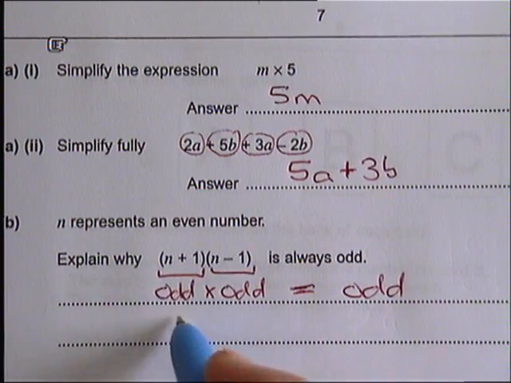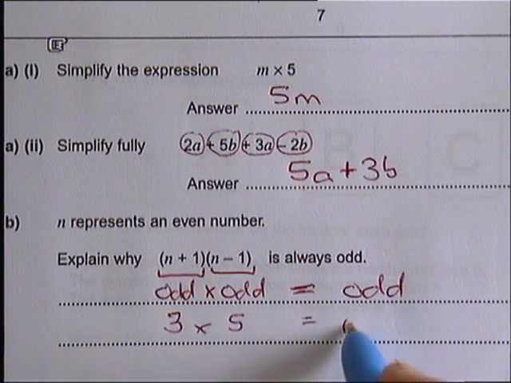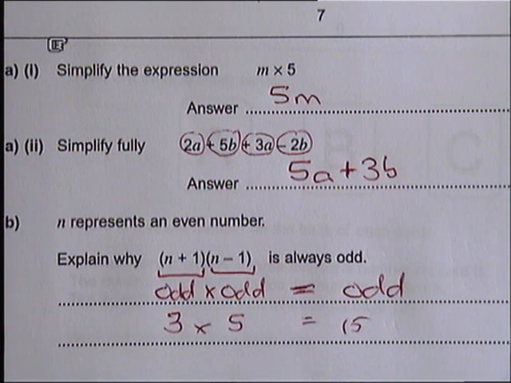And just as a quick example, one odd number times another odd number, 3 times by 5, that would give you 15, which is an odd number, just to show that that does work.